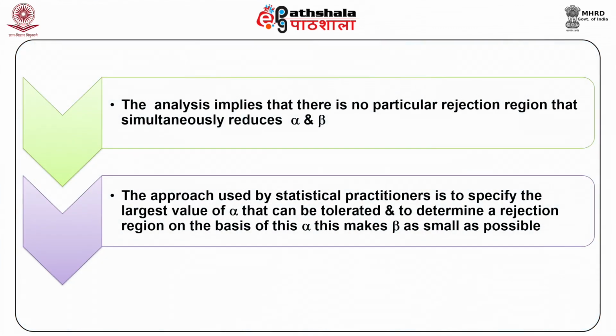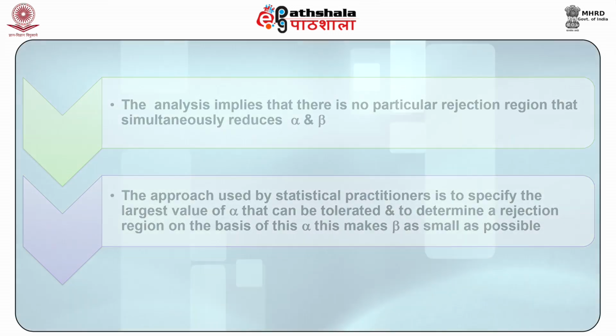The analysis implies that there is no particular rejection region that simultaneously reduces alpha and beta. The approach used by statistical practitioners is to specify the largest value of alpha that can be tolerated and to determine a rejection region on the basis of this alpha. This makes beta as small as possible.